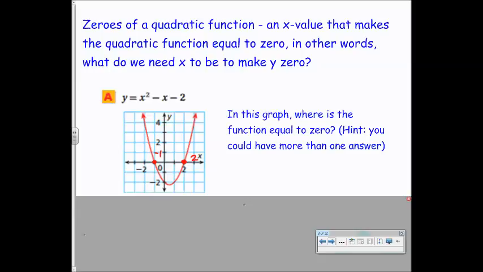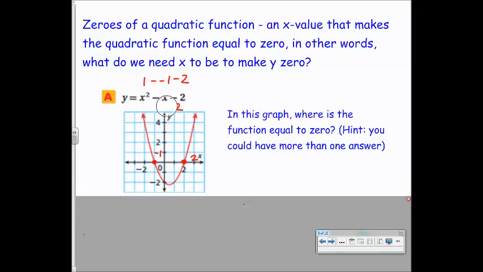Well, what's 2 squared? 4. Minus 2. What's 4 minus 2? 2 minus 2 is 0, so that would equal 0. And if I plug in -1, what's -1 squared? 1. Minus -1? 2 minus 2. 0. So those are the 2 values that are going to give you 0 in your equation.